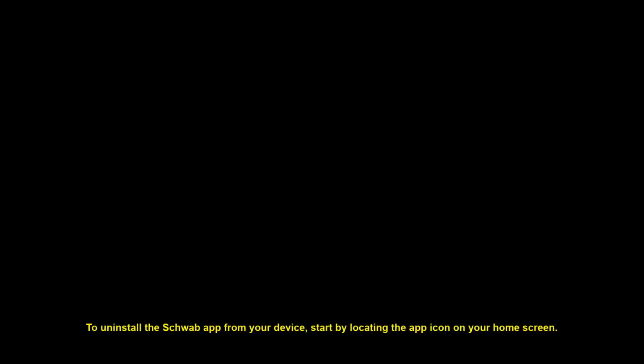To uninstall the Schwab app from your device, start by locating the app icon on your home screen. Press and hold the icon until a menu appears or the icon begins to wiggle. If you're using an iPhone, tap on the Remove App option in the menu. For Android users, select Uninstall from the options that appear. Confirm the uninstallation by tapping Delete or OK when prompted.